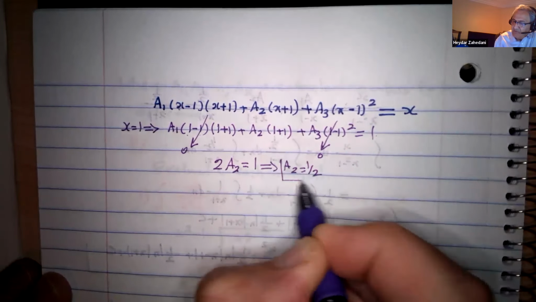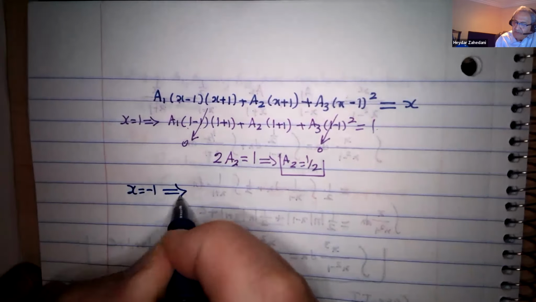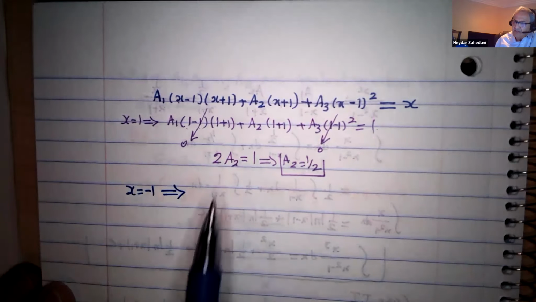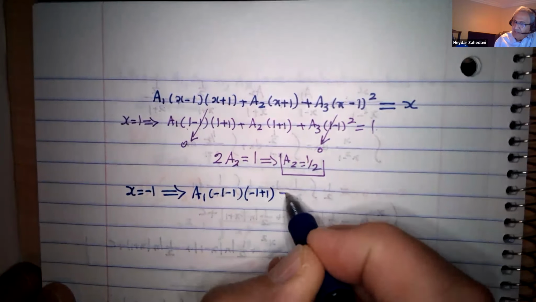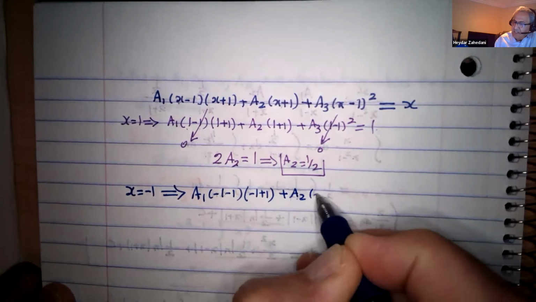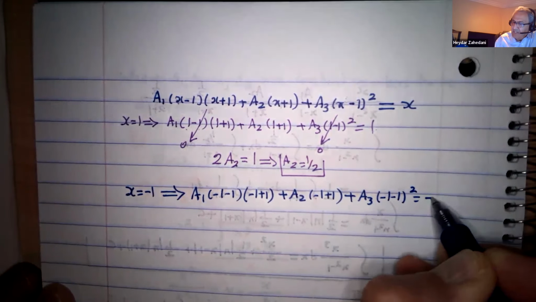Okay, so I pick x equal to 1 because this would be 0 and this would be 0. Next, the other number that we have, we can pick x equal to -1. The zeros are in the other denominator. So make this one equal to 0. You can write it down right away, but I'll explain it. It's going to be a1 times (-1 minus 1)(-1 plus 1), a2 times (-1 plus 1), and a3 times (-1 minus 1) all squared, and the x is negative.